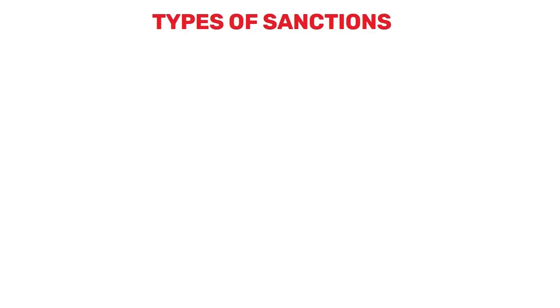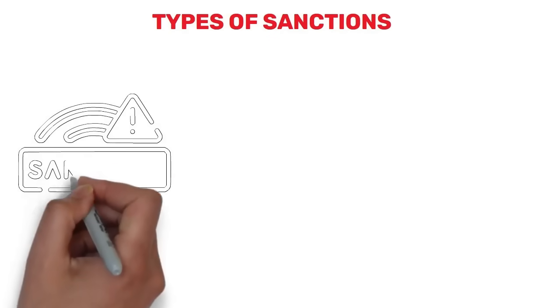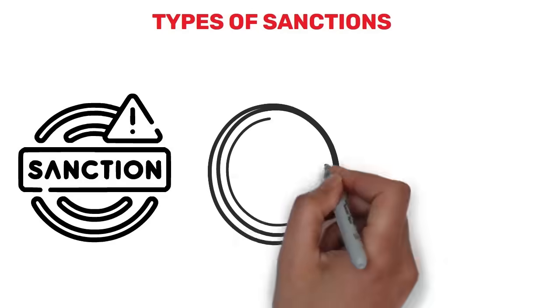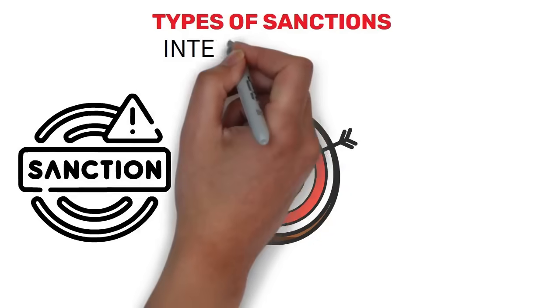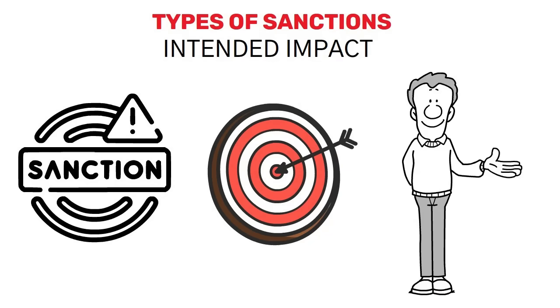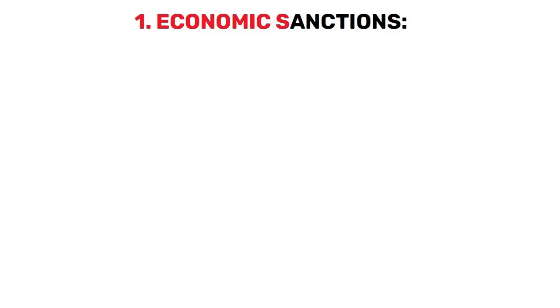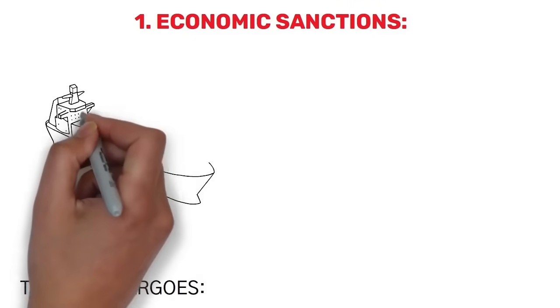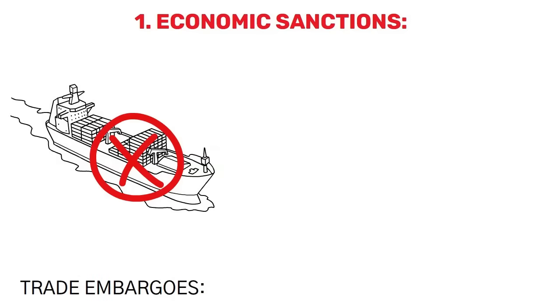Types of sanctions. Sanctions can be broadly categorized into several types based on their scope, target, and intended impact. Here are some common types of sanctions. 1. Economic sanctions. Trade embargoes, restrictions on imports or exports of goods and services.